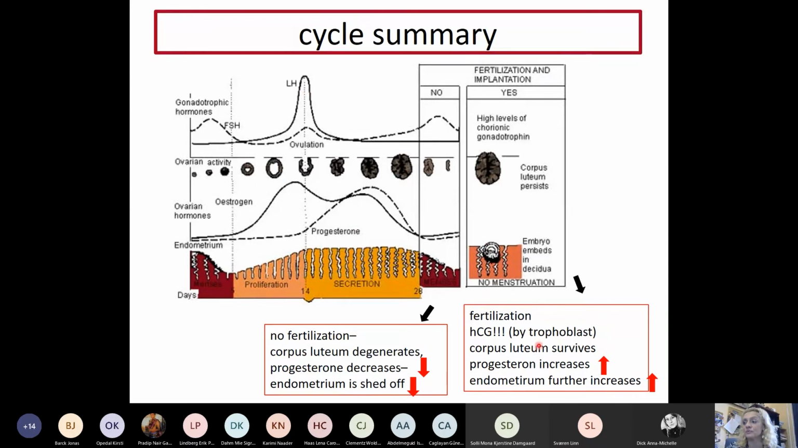So in this case, the corpus luteum survives, progesterone levels further increase, and the endometrium will also further increase, okay? And this is a very important difference. So we have a third slide from the uterus. We have the proliferation stage, the secretory stage, and then the pregnant endometrium, the decidua, which is actually the continuation of this. It doesn't stop here, but goes on. So this is very, very important to understand.